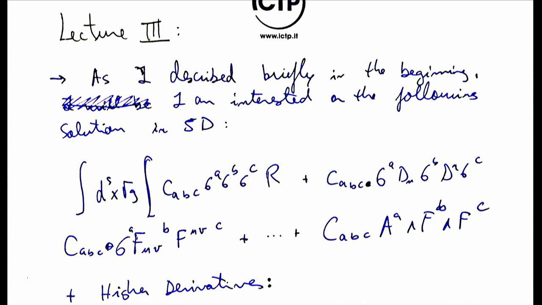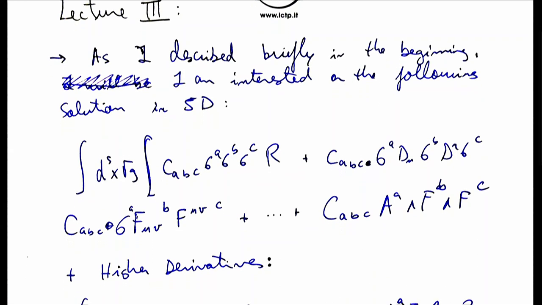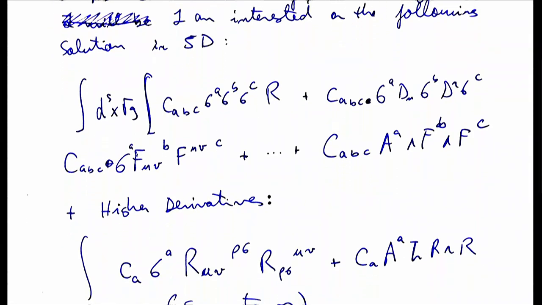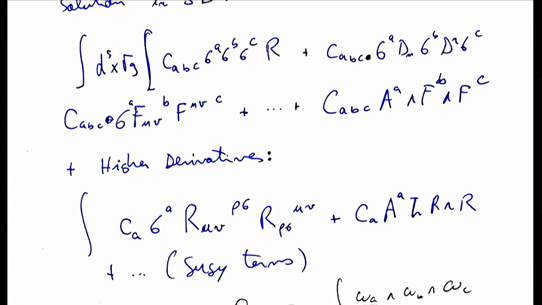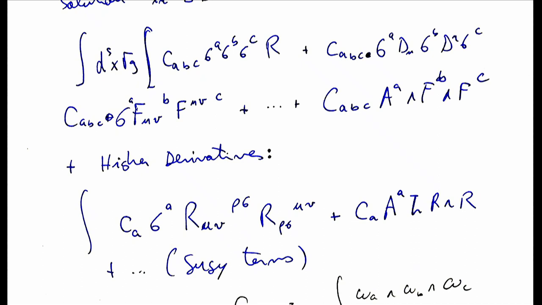And then you also have higher derivative terms, a bit complicated, they couple to R squared. So for example, you have a coupling to the scalar, Riemann tensor, and then you have also, most importantly, this Chern-Simons coupling, A wedge trace R wedge R, and then you have tons of SUSY terms to complete the theory.